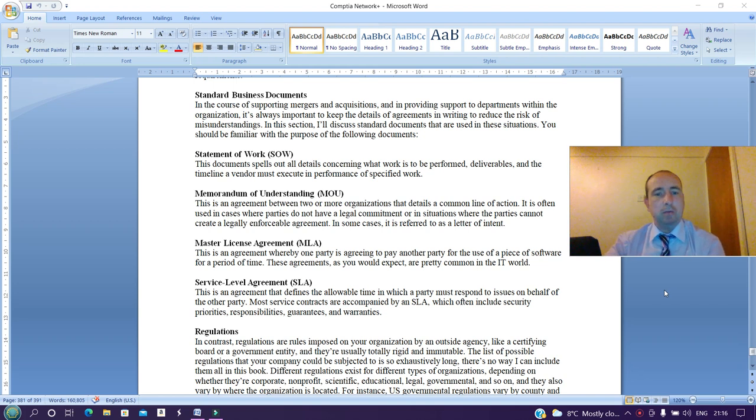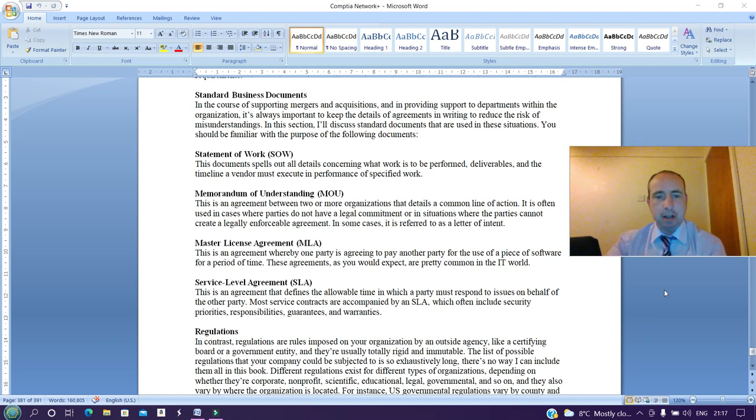A statement of work, SOW. This document spells out all details concerning what work is to be performed, deliverables, and the timeline a vendor must execute in performance of specified work.